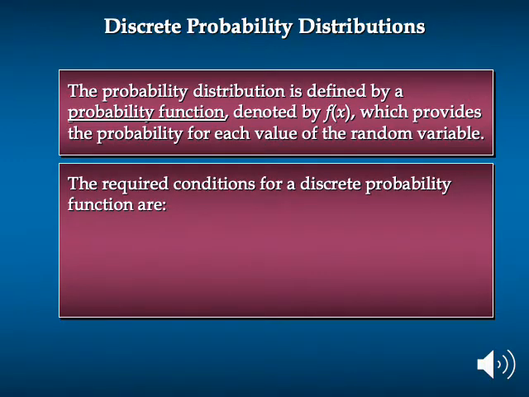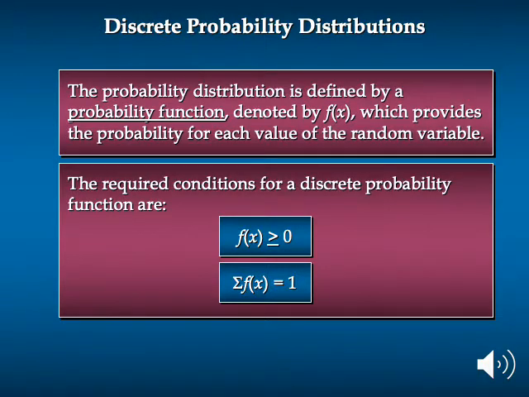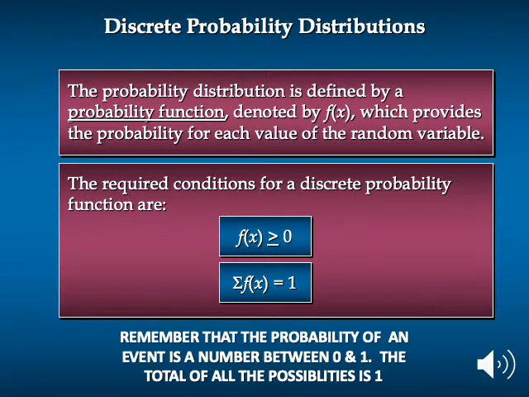The required conditions for a discrete probability are that the function of x is equal to or greater than 0. And the total of all of the outcomes that are possible is going to always come out as 1. The probability of an event is a number always between 0 and 1. So the total of all of the possibilities is 1.